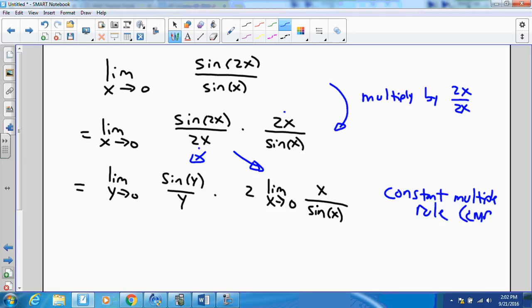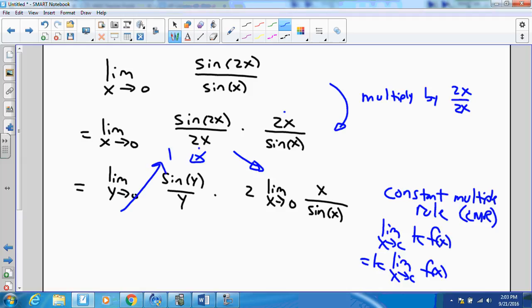or CMR, which says that the limit as x goes to c of k times f of x is the same as k times the limit as x goes to c of f of x. And now that we have this, we have, hey, our special limit. We have the reciprocal of our special limit, so its value should be 1 over 1. And so we end up with 1 times 2 times 1, or 2, as the final value.